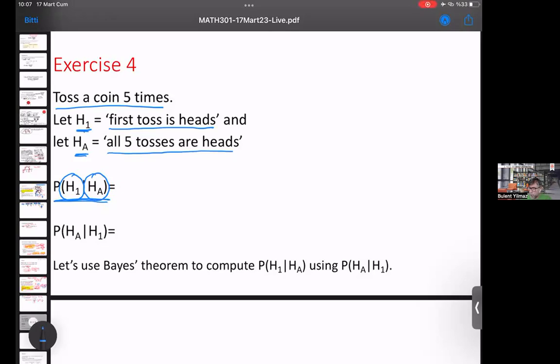Why? Because I know that all tosses are heads. This is known for this question. If all tosses are heads, what's the probability of obtaining the first toss being heads? 1, right? Everybody got the idea here?